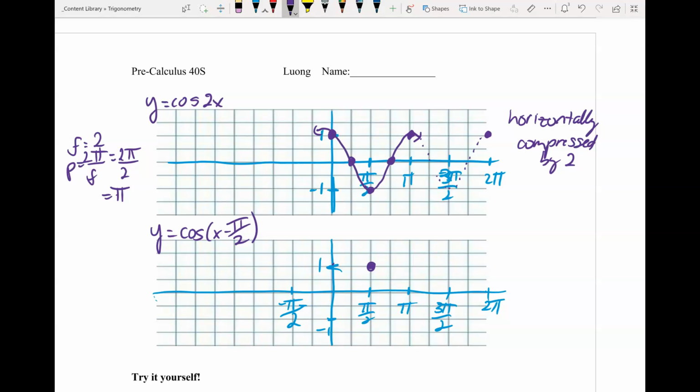So I'm going to have a 0 because I want to go down at pi. Then we're going to go down to our minimum at x equals 3 pi over 2 and then come back up. So this is not one full period. So if I want to draw the full period, I'm going to draw a point at 0, 0. And that is our graph for y equals cos of x minus pi over 2. So here we moved pi over 2 to the right.